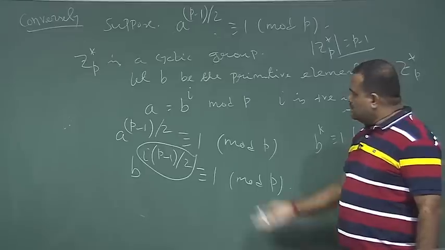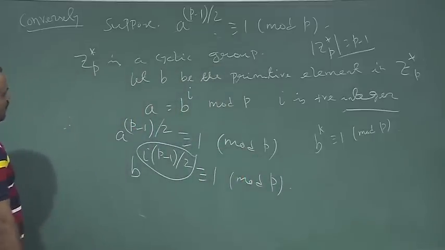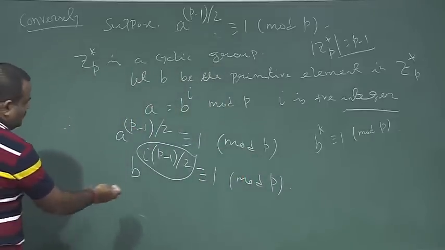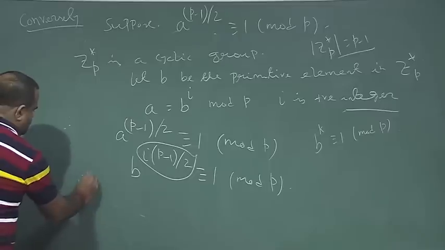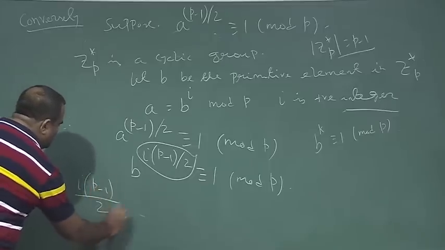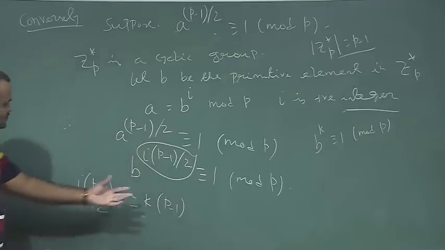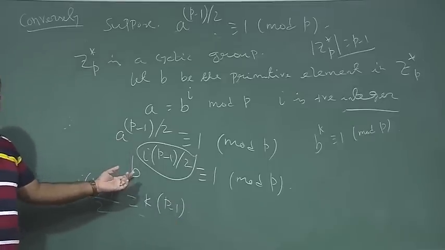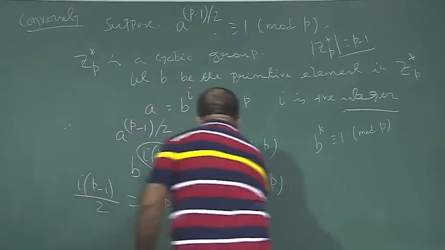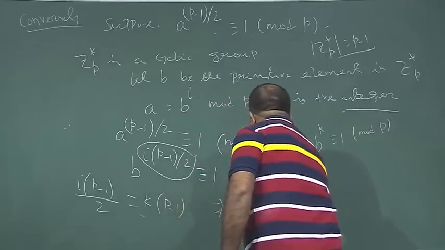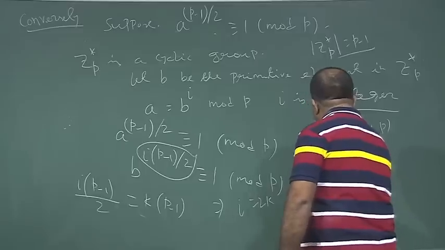So, that means P minus 1 must divide this, so this must be a multiple of P minus 1. So, this must be some k into P minus 1, because P minus 1 is the order of the group, or the order of the element B, because B is the primitive element. So, this implies I is equal to 2k. So, I is an even number.